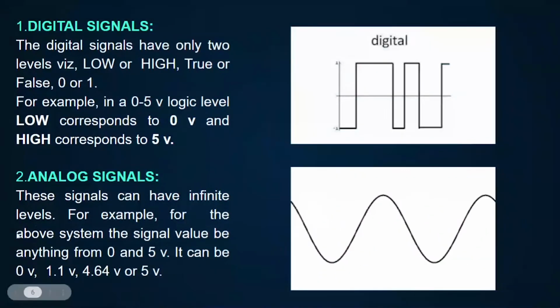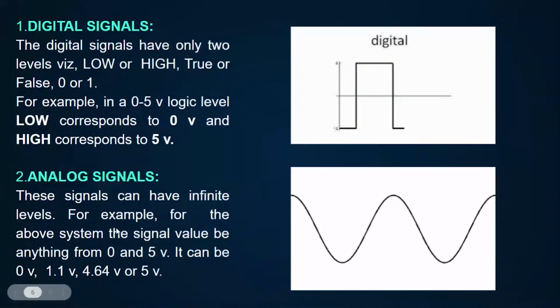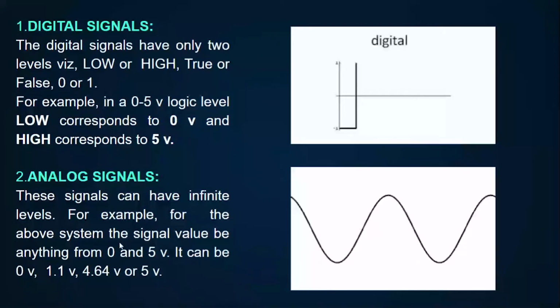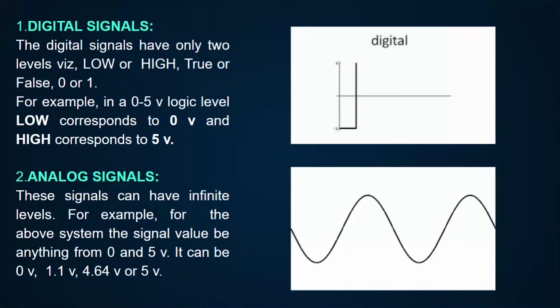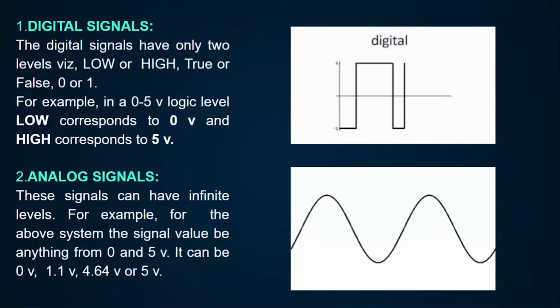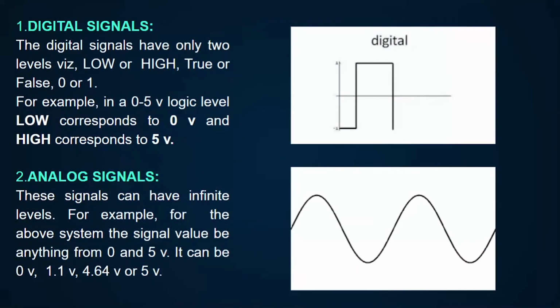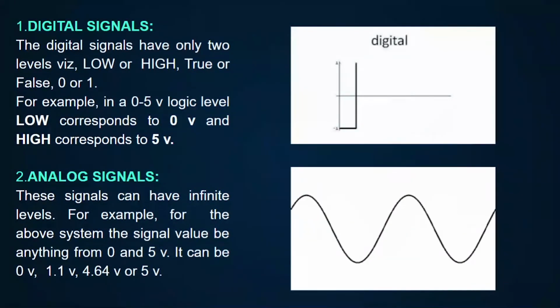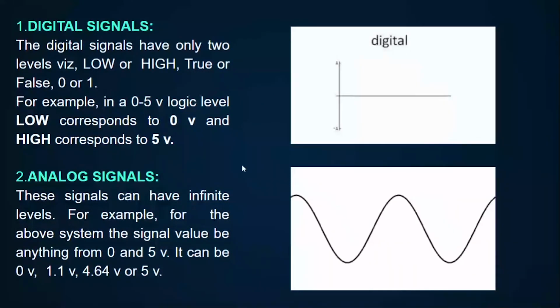For example, for the above system, the signal value can be anything between 0 and 5 volts. It can be 0 volts, 1.1 volts, like this. So digital signals have only two levels and analog signals can have intermediate levels too. Moving on.